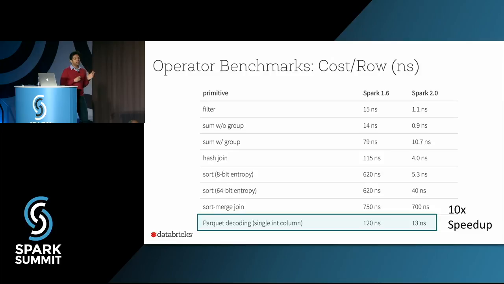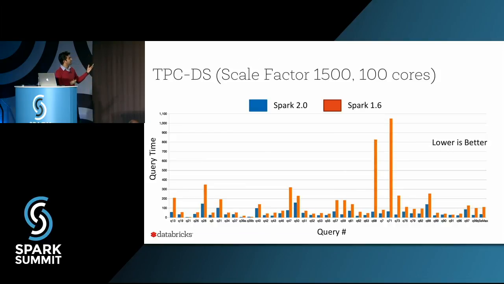So the high-level takeaway from these slides is that due to the ongoing work in Spark and the whole effort around the Tungsten execution engine, it makes Spark a really optimal execution framework to build your ETL pipelines. And again, this is just one slide that talks about a real-world benchmark. In this case, it's a TPC-DS benchmark with a scale factor of 1,500 and 100 cores.